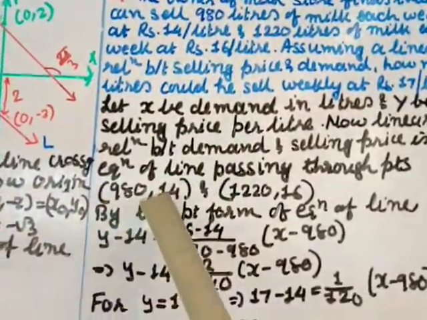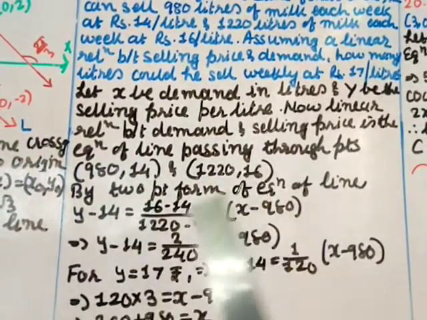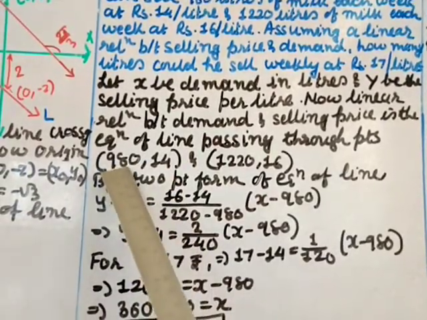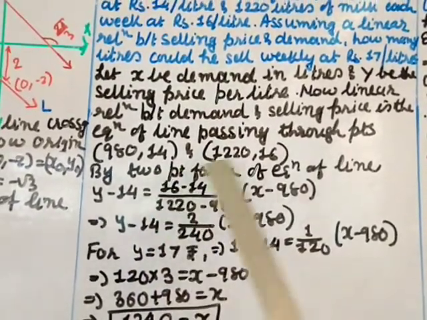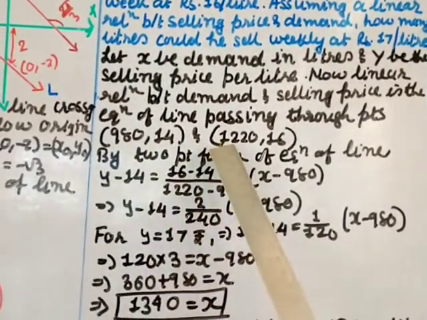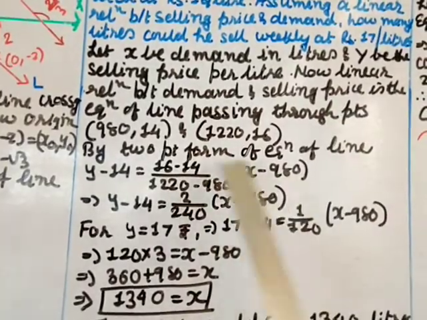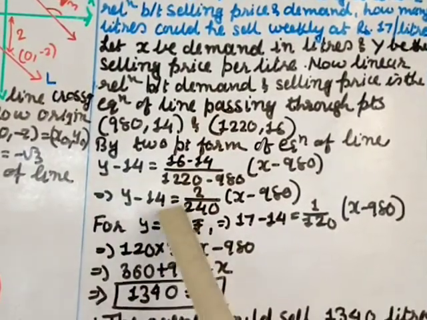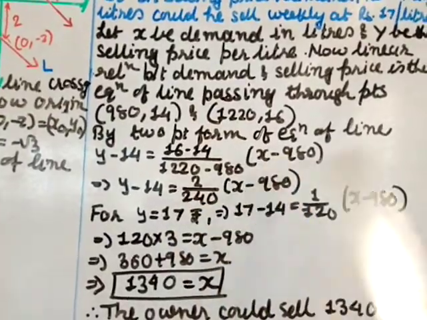So I take 980, 14 and 1220, 16. By the two-point form of the equation of a line we can write the equation of the line: y minus y1 equals y2 minus y1, so 16 minus 14, divided by x2 minus x1, that is 1220 minus 980, into x minus x1, so x minus 980. Okay, now this one is y minus 14 equal to 16 minus 14 is 2, and this difference is 240. This you keep as it is.